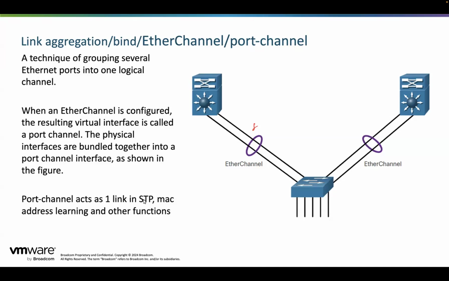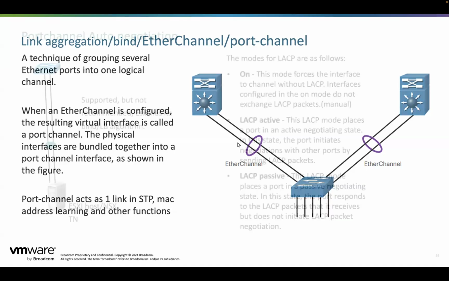From the spanning tree perspective, a port channel or EtherChannel acts like one link, so you don't need to worry about there being multiple links there. MAC address learning and other functions for those kinds of features also treat EtherChannel as a logical link.